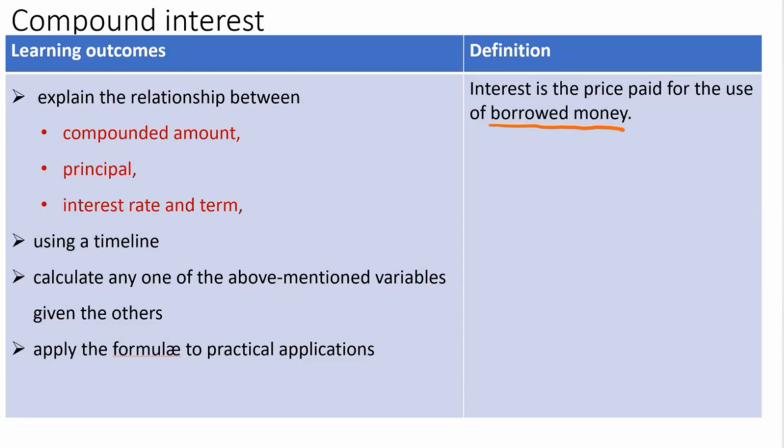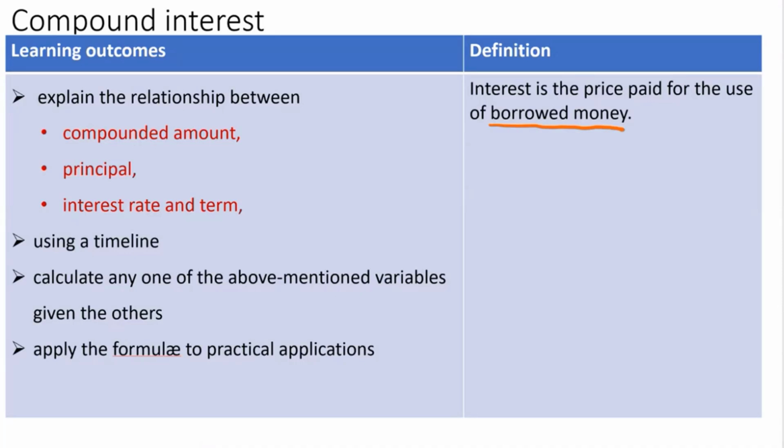And the learning outcomes: you need to be able to explain the relationship between the compounded amount, the principal, the interest rate, and also the term. What do we mean by compounded amount? What do we mean by principal? What do we mean by interest rate, and also the term?